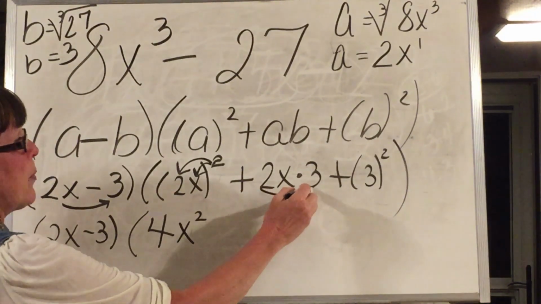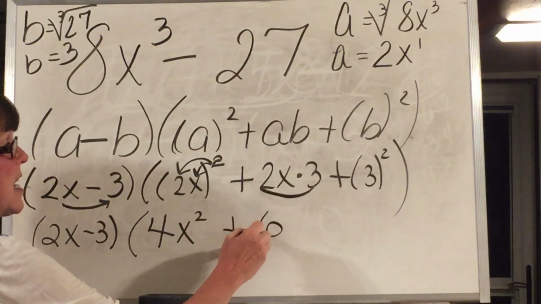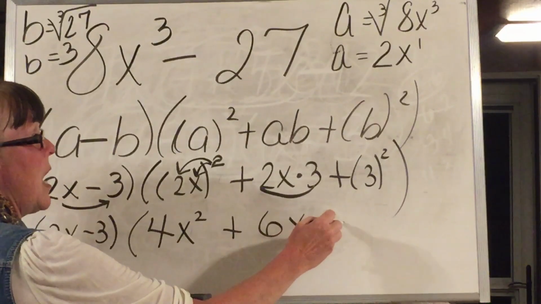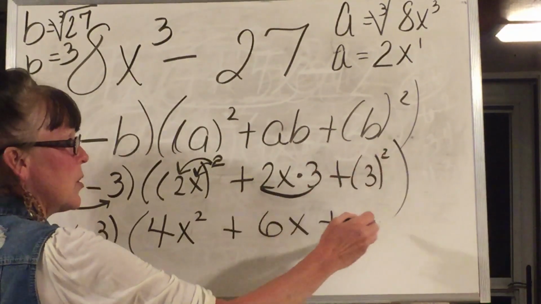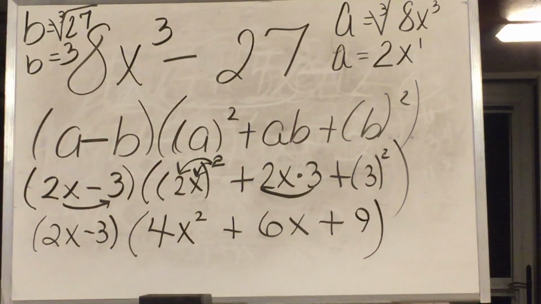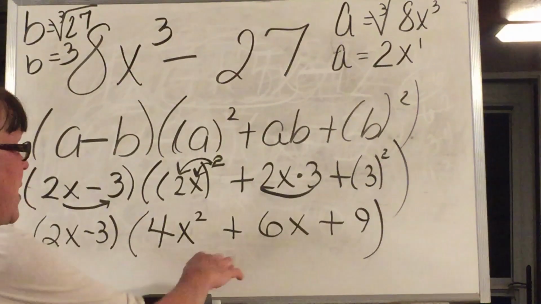Plus multiply your numbers. So that's going to give you 6. Then bring down the x. Plus 3 squared, which is 3 times 3. That is 9 right there. And that is how you factor a cube. A cube always has 2 terms, by the way.